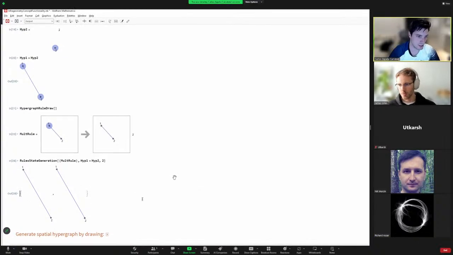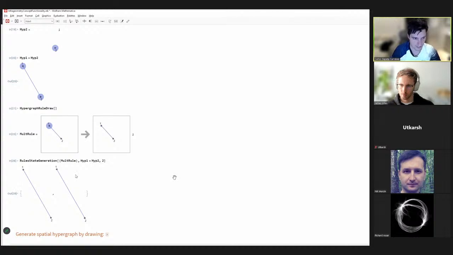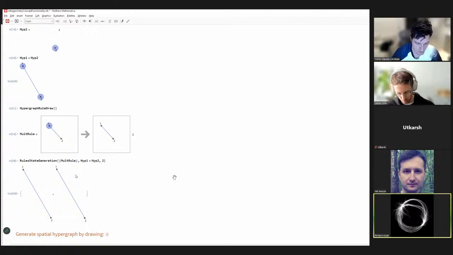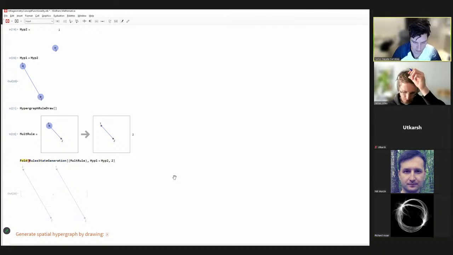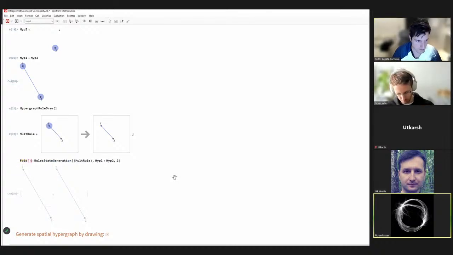What I want to say is, how can I, I just wanted to do it in one step. How can I apply hypergraph addition over this list? Oh, you want to fold it, right, or something? Yeah. What is a quick way of doing that? So it's like fold, like that.